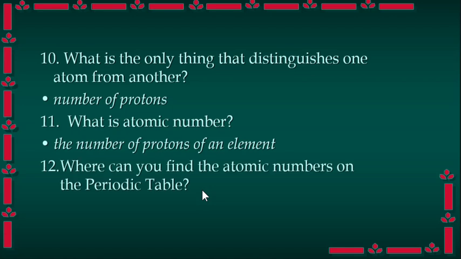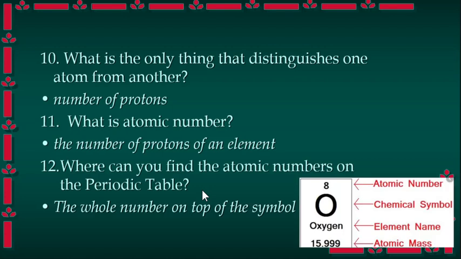So where can you find atomic number on the periodic table? It will always be found on top of the symbol. It is the whole number that is on top of the symbol, not the fraction down at the bottom. That's the atomic weight or the atomic mass. We're talking about the whole number on top of the symbol.